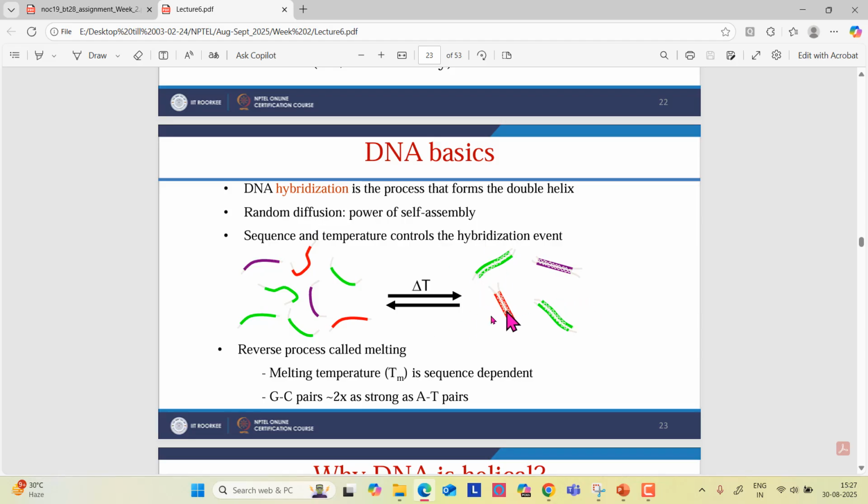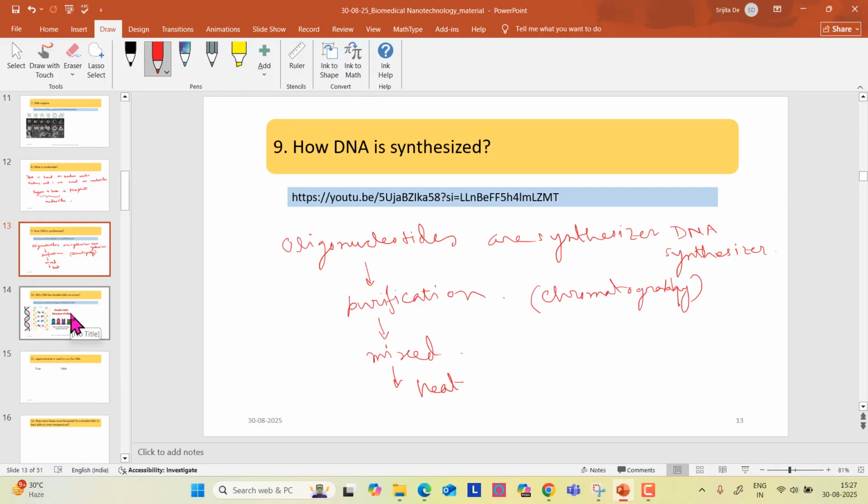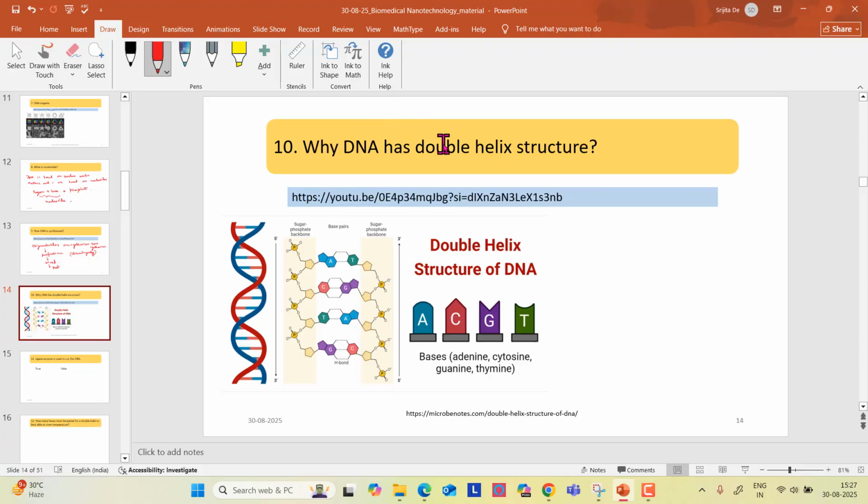Again, if we reduce the temperature, they will become single-stranded DNA. Okay, and always adenine and thymine pairs are together, and guanine and cytosine pairs are together. Next, why does DNA have a double helix structure? You can see this structure is called the double helix structure, where there are base pairs A, T, G, C, and these are the sugar phosphate backbones on both sides.